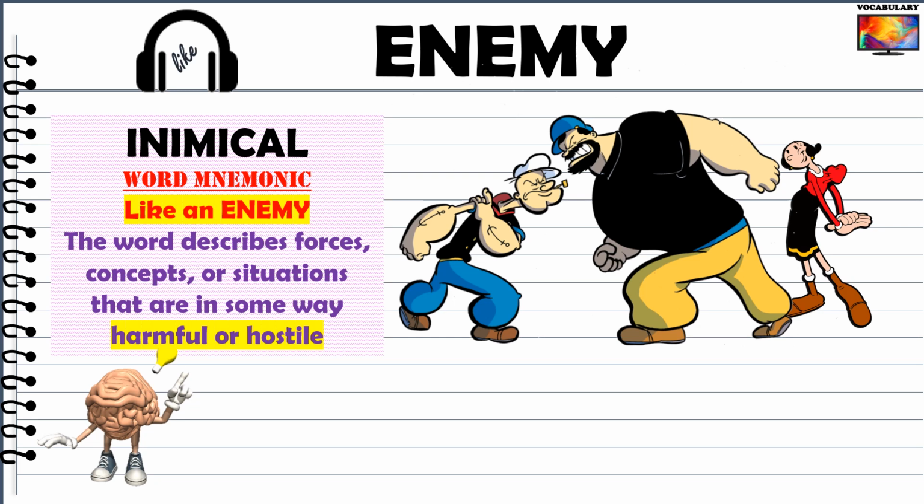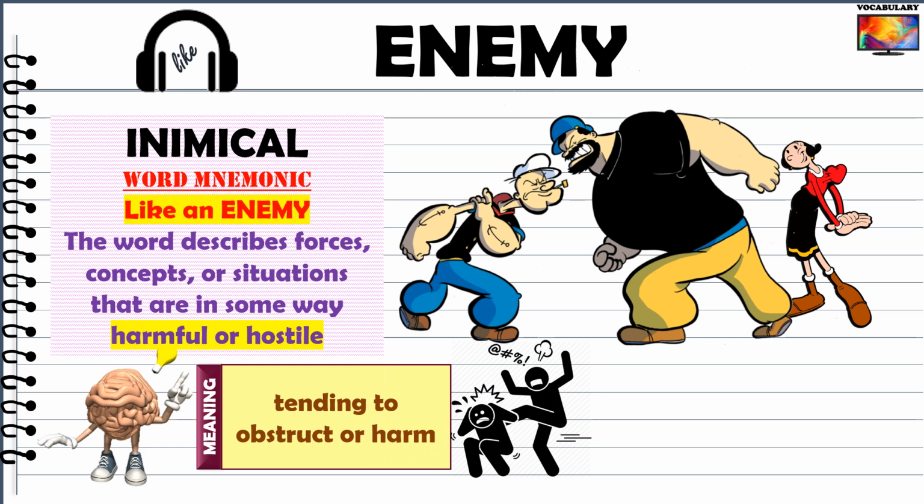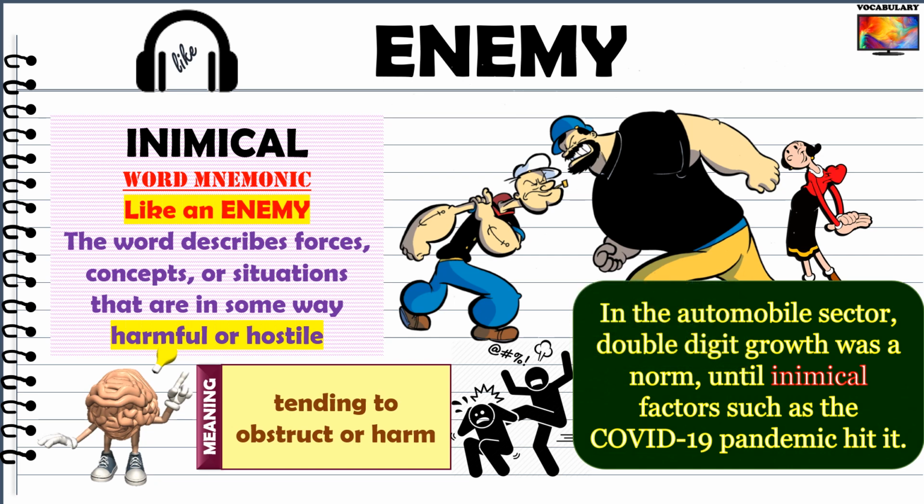And what does an enemy typically do? He tries to harm you or obstruct you in achieving what you desire, right? However, in current English, inimical rarely describes a person. Rather, the word inimical describes forces, concepts or situations that are in some way harmful or hostile. The dictionary meaning of inimical is tending to obstruct or harm someone. And a sentence which illustrates its usage: in the automobile sector, double-digit growth was a norm until inimical factors such as the COVID-19 pandemic hit it.